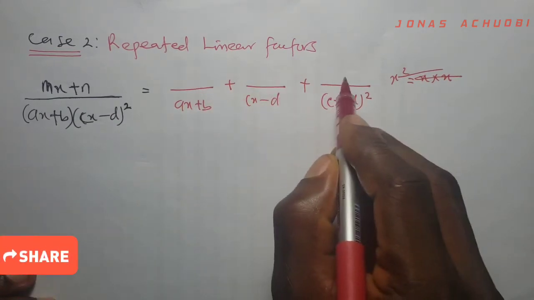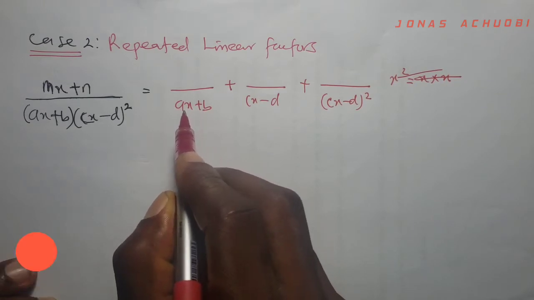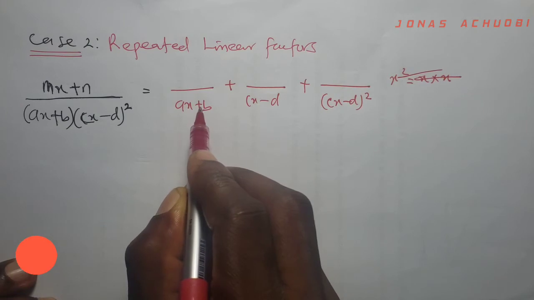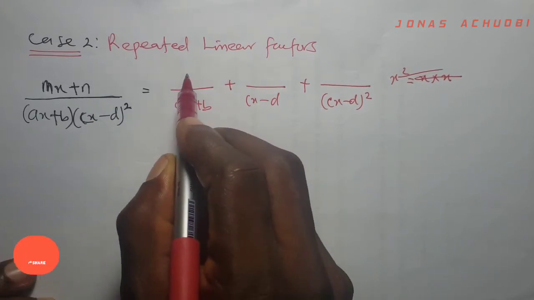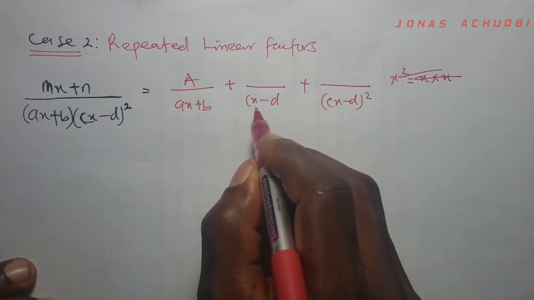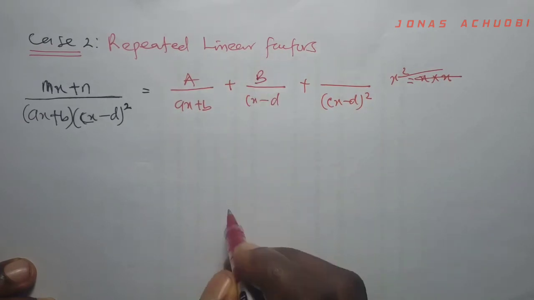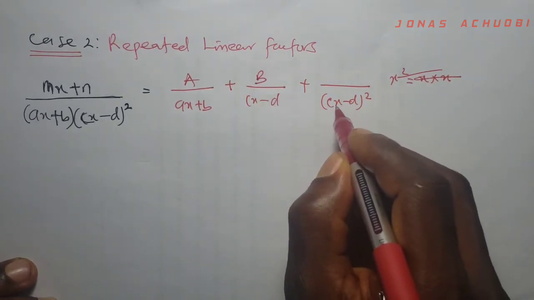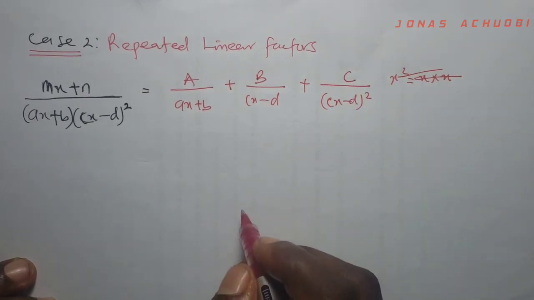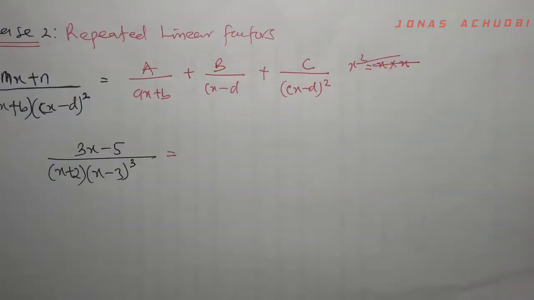We now go up and figure out what should be at the numerator. Don't forget, for the first one we have ax plus b, a linear factor, or a polynomial of degree 1. So what should be here? It should be a polynomial of degree 0, that is simply a. This is also a polynomial of degree 1, so we'll bring in a polynomial of degree 0 here, that is simply b. And this again is a polynomial of degree 1. We bring in a polynomial of degree 0, and that will be c. And our job now will be to determine the values of a, b, and c.